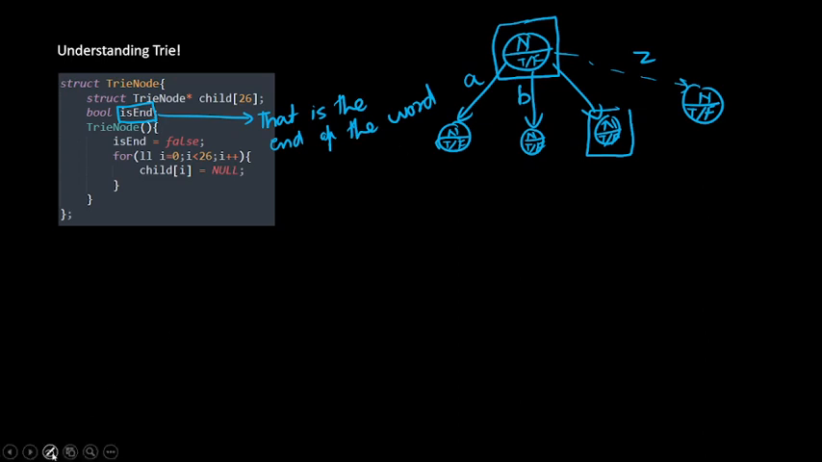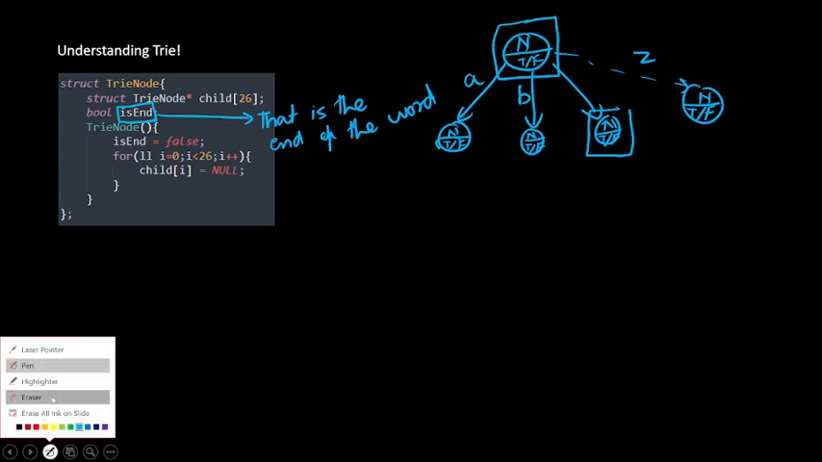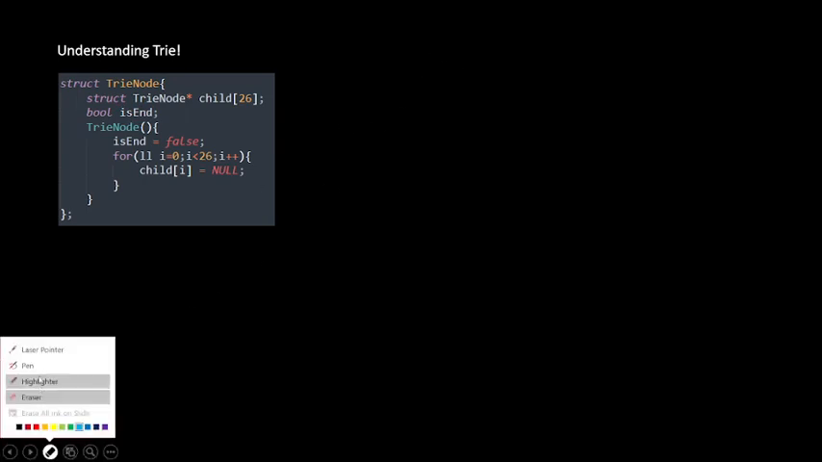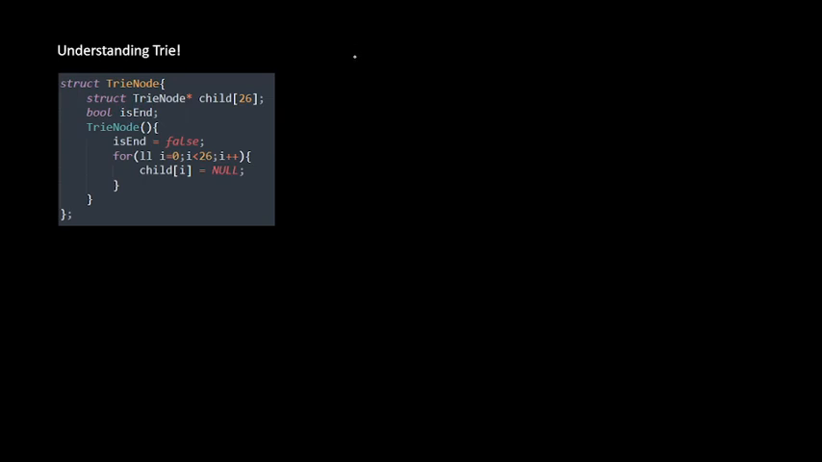So now let's try making a trie with some examples. Let's just say we have the words A, B, C. This is a word in the dictionary. And then let's just say we have A, B, D. And let's just say we have A, B, C, F, G. These are the words we have.